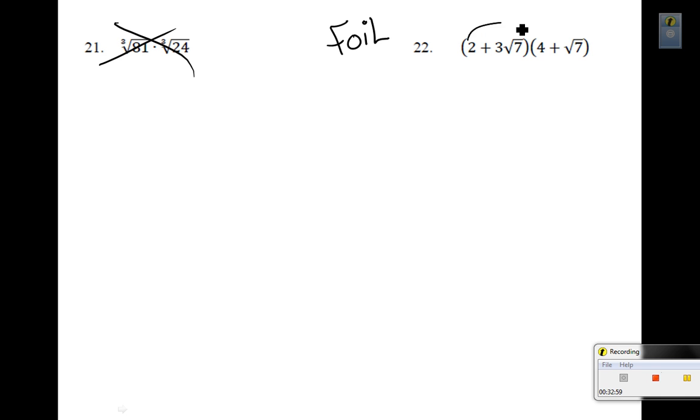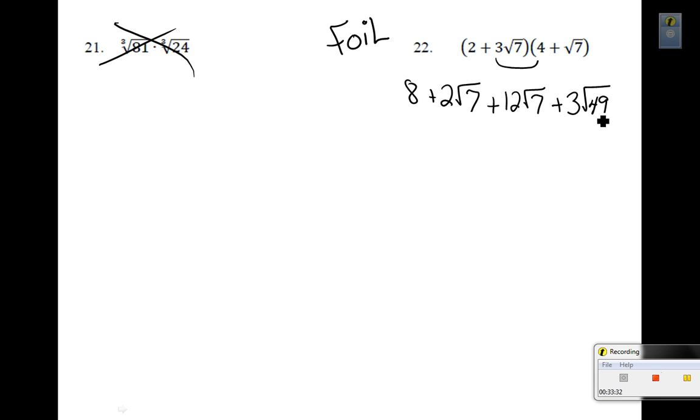So here's what it's going to look like. I'm going to take 2 times 4, 8, and then I'm going to take 2 times the square root of 7, which is just 2 radical 7. Now let's go to the inside. So I got plus, let's go 3 radical 7 times 4. That's going to be 12 radical 7 plus 3 times the square root of 49.